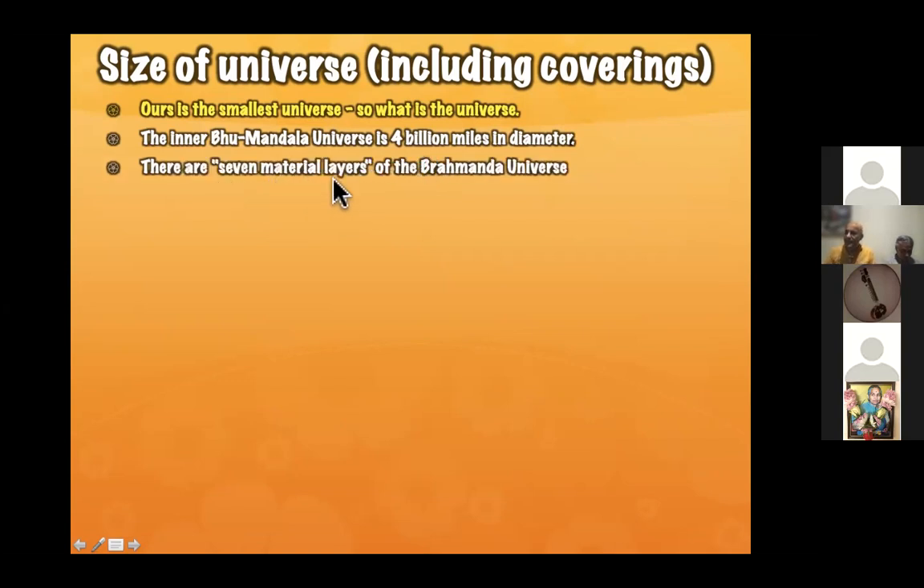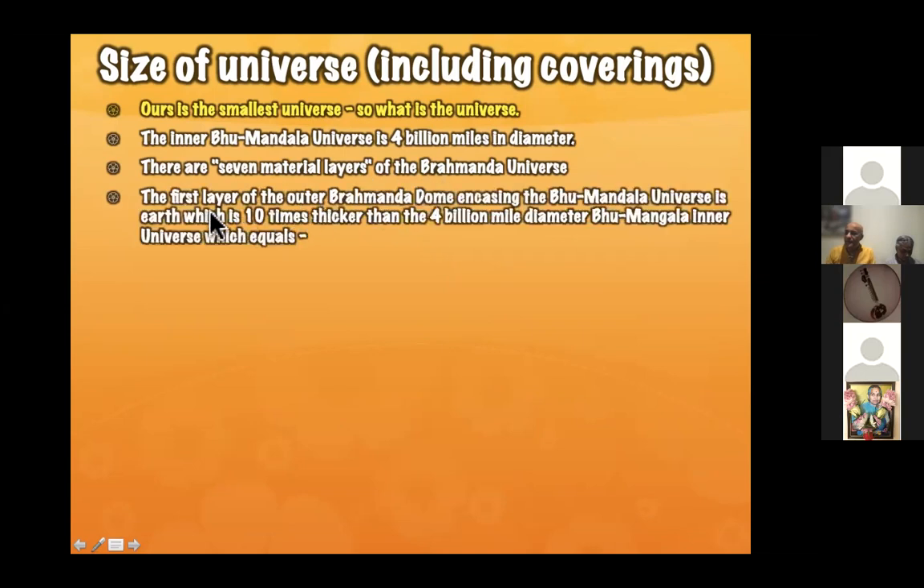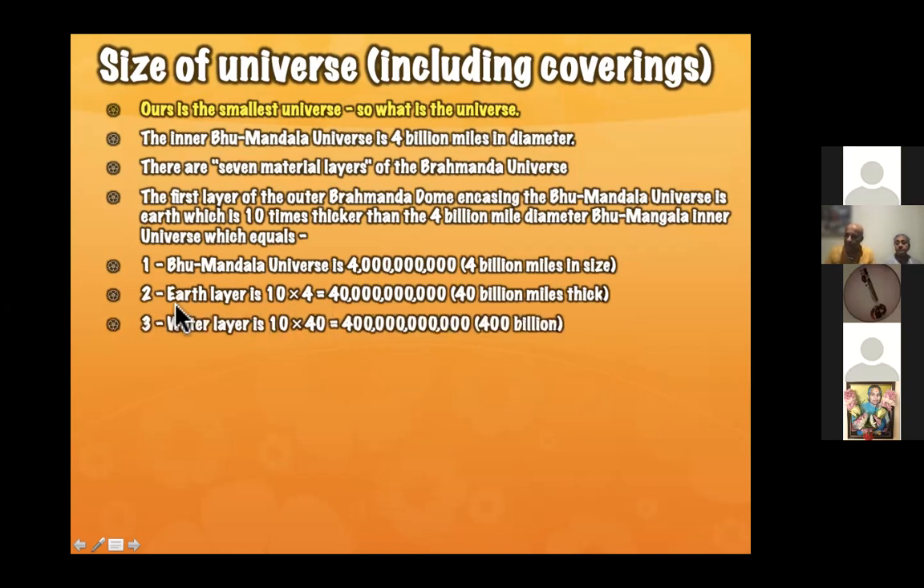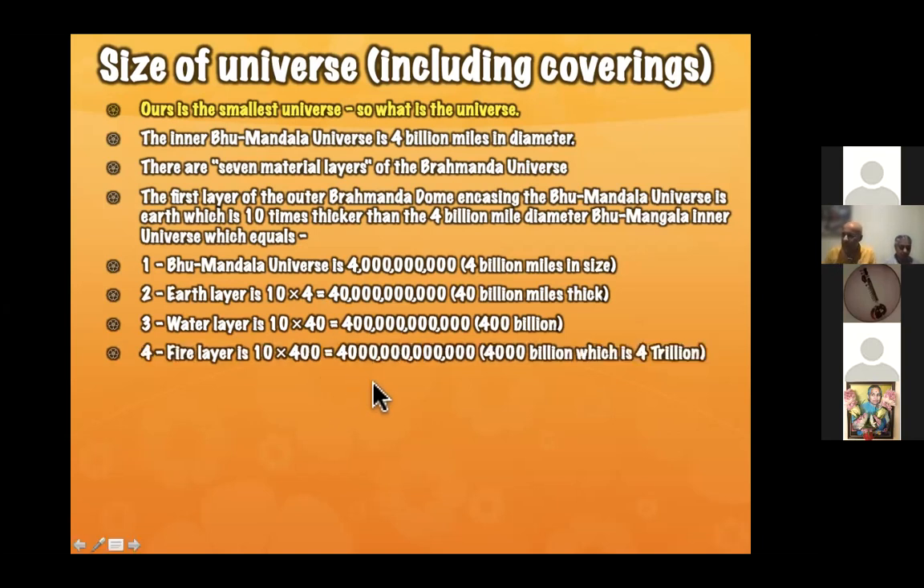So there are 7 material layers of the Brahmanda universe. The first of the outer layers, encasing the Brahmanda universe, is Earth, as we discussed, which is 10 times bigger than this, which equals 40 billion miles. So we got the 4 billion, which is Bhu Mandal. Then we got the earth, which is 10 times bigger, 40 billion. And then the next layer is water, which is 10 times bigger than the earth. So it's 400 billion. These are inconceivable numbers. And ours is the smallest universe. So you can see the size is so humongous. And we think we are the center of the universe.